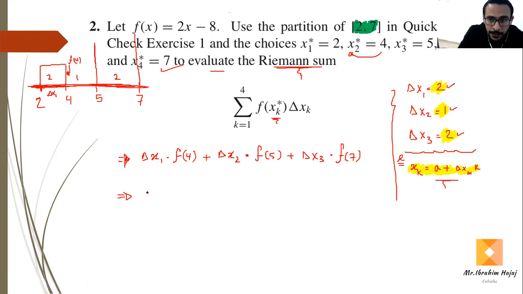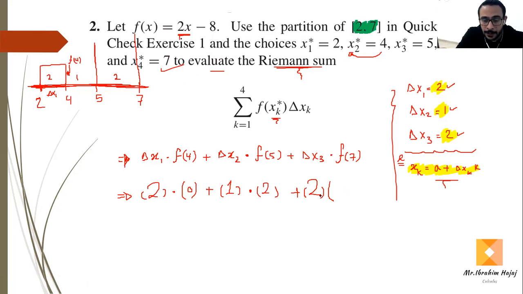Then it's 2 times 0, times f of 4, which is 0. How to find f of 4 from here? Just replace 4 into the equation, so it's going to be 0. Then plus delta x2, which is 1, and f of 5 is 2. F of 5 is going to be 2, 10 minus 8. Then delta x3 into f of 7 is 2 multiplied by 6.